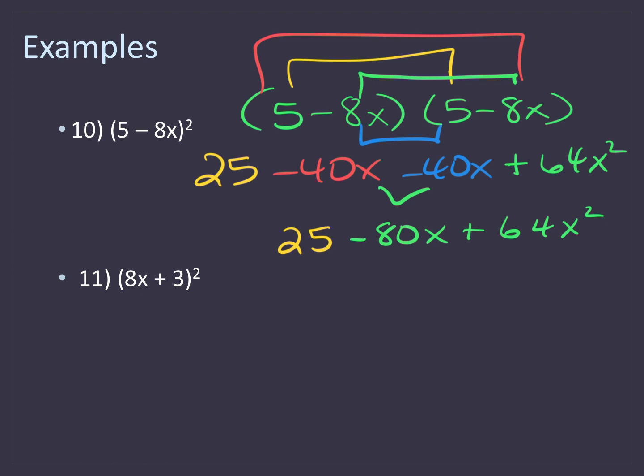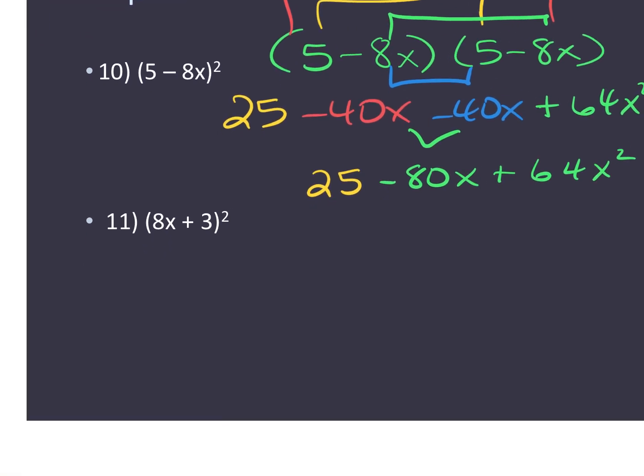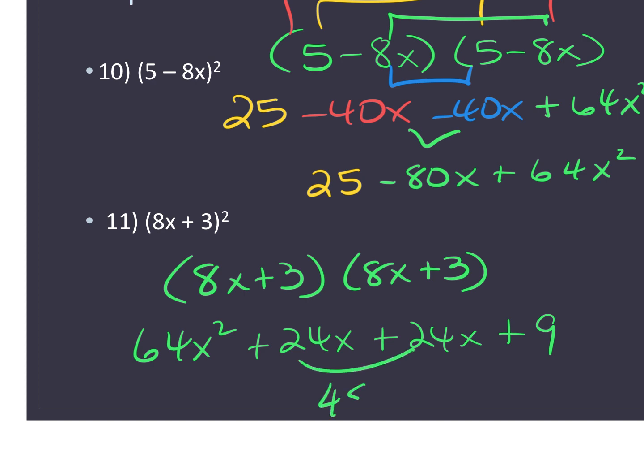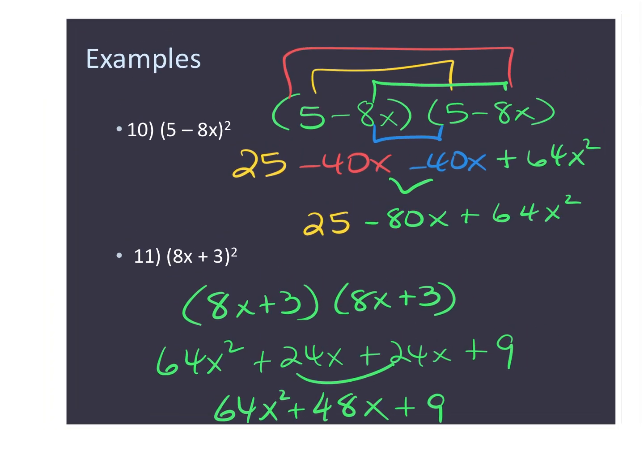Number 11. Again, write it twice and FOIL it. So 8x plus 3, 8x plus 3. So now we'll FOIL. 64x squared plus 24x plus 24x plus 9. Combine the middles. It gives you a positive 48x. Nothing to combine with the 64 and nothing to combine with the 9. So that is your review of multiplying binomials and multiplying a monomial times a polynomial.